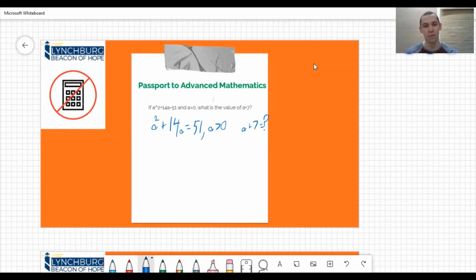So what we're going to do is subtract 51 so that all of our terms are on one side of the equation. We're going to have a squared plus 14a minus 51 equals 0, which is what we're left with now. Now you see this, and usually what we would do with something like this is factor it.